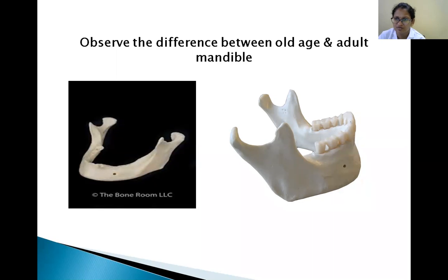And next, coming to the fractures. Most commonly, fractures occur near the socket of the incisors. The next common fracture is at the angle of the mandible. These are the common sites.